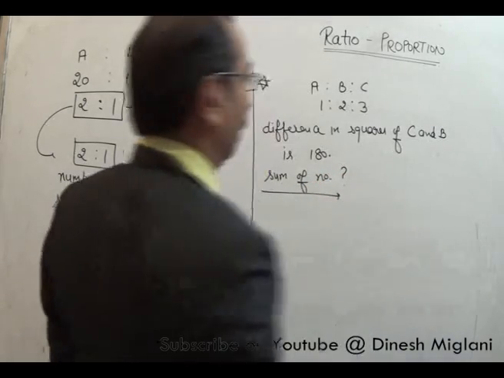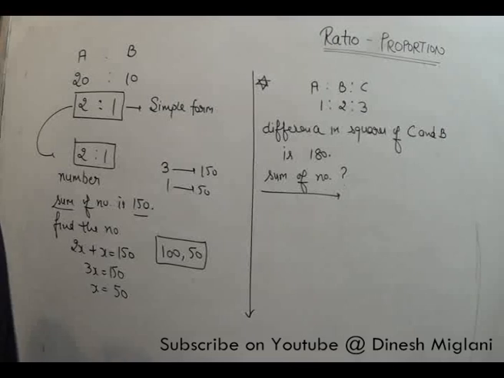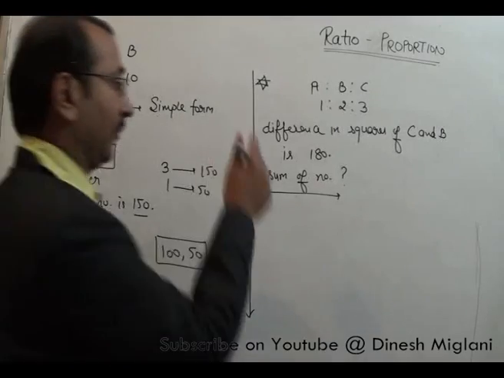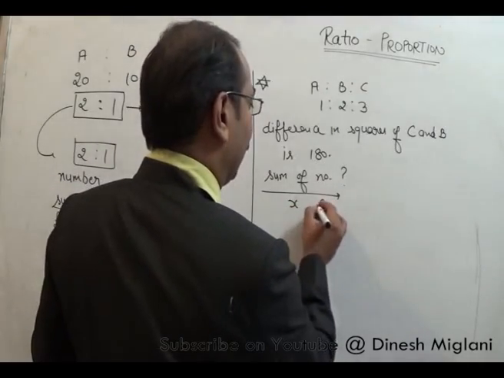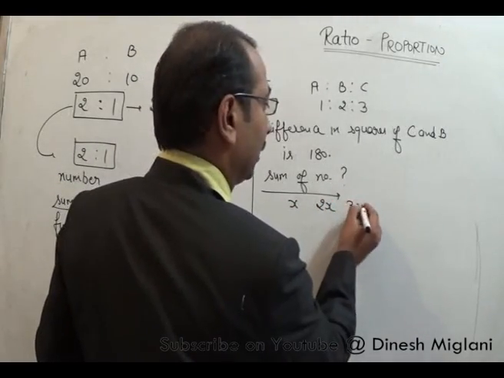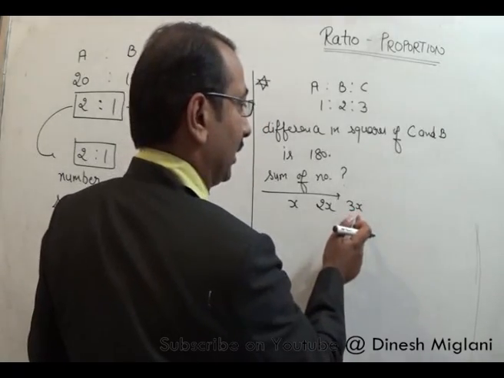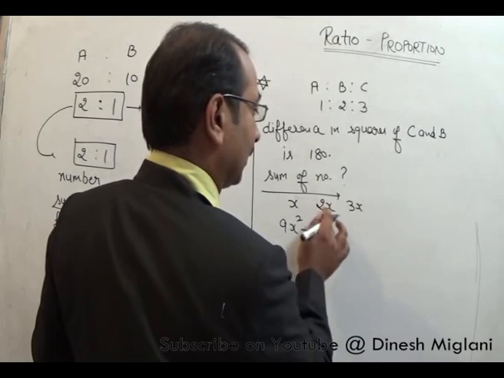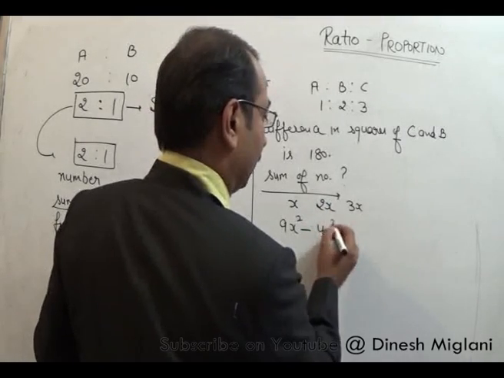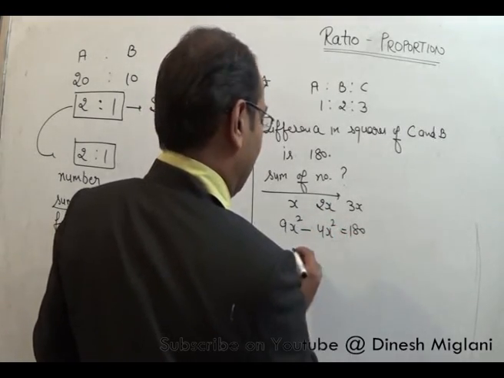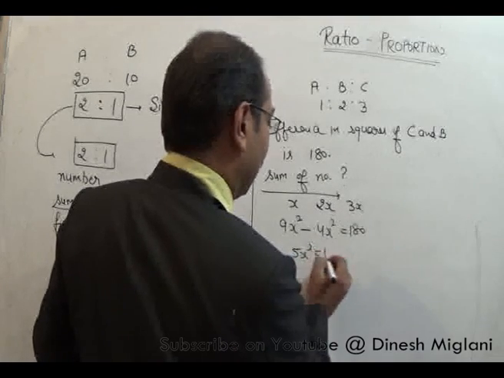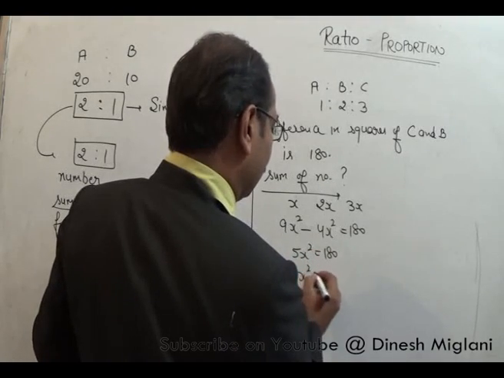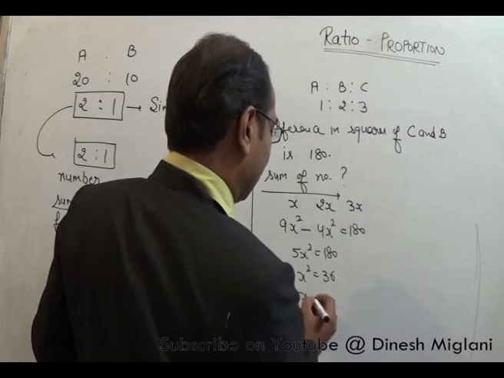The question is, the difference in the squares of C and B is 180. We have to find the sum of the numbers. How can I answer it? I can assume my first number A to be x, B will be 2x and C would be 3x. The difference between the squares of C and B means 9x square minus 4x square equal to 180. I can say 5x square equal to 180, x square equal to 36, or x is equal to 6.